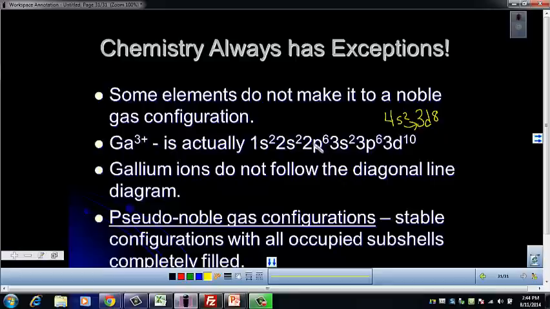Think about the meaning of the prefix pseudo. If you've ever heard of an author using a pseudonym or something like that, that is a false noble gas configuration, or you may have heard of a pseudopod. All right, so let's take a look at the other examples.